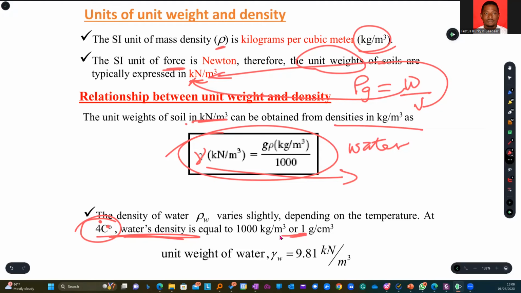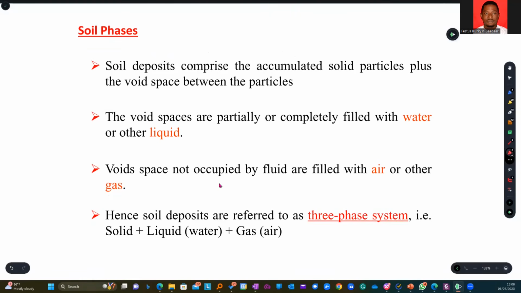So if we know the density of water to be 1 gram per centimeter cube or 1,000 kilograms per meter cube, then we can easily find its unit weight to be what? 9.81 kilonewtons per meter cube. So if I have my soil or rock, which is a porous rock, then usually this deposit will contain certain solid particles plus empty spaces, and these empty spaces may be filled with water or air.